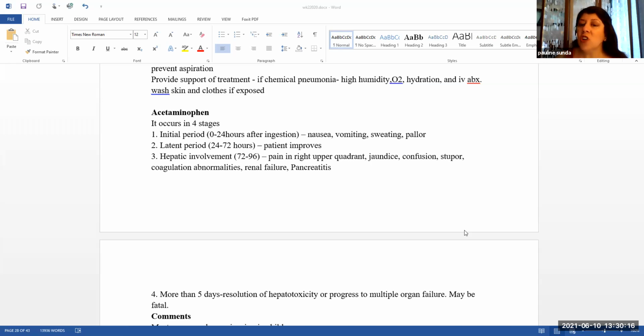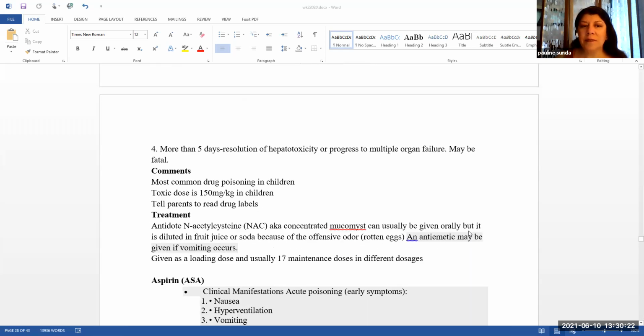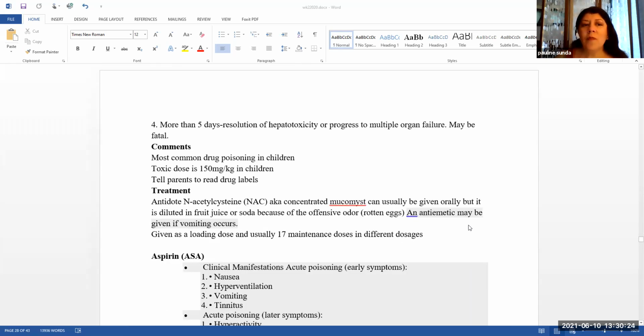upper quadrant, jaundice, confusion, stupor, coagulation abnormalities, renal failure, and pancreatitis. Stage 4, more than 5 days. Here, either there is a resolution of hepatotoxicity or they can progress to multiple organ failure. This can be fatal. Note that this is the most common drug poisoning in children. Typically, a toxic dose is 150 milligrams per kilogram in children.